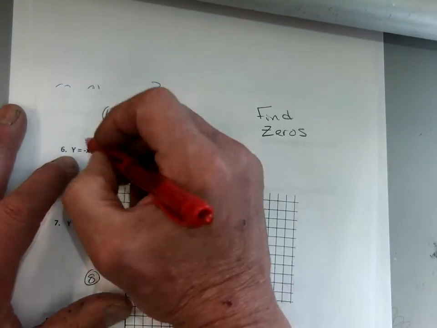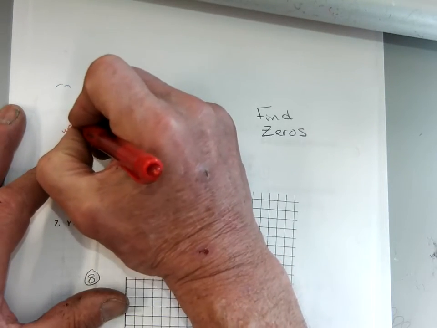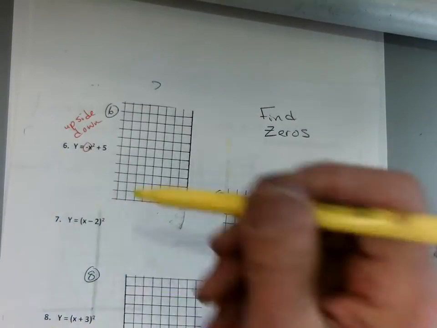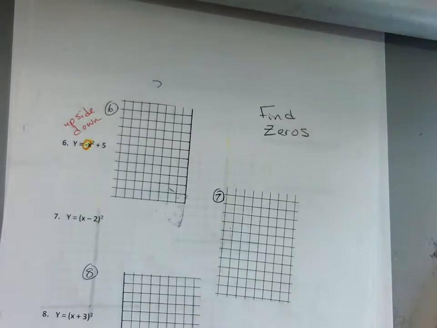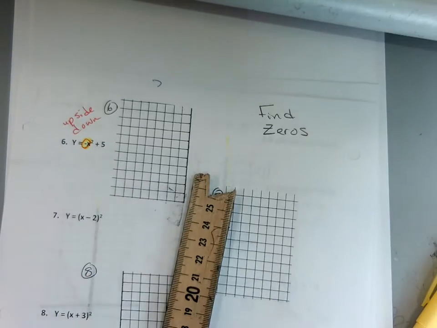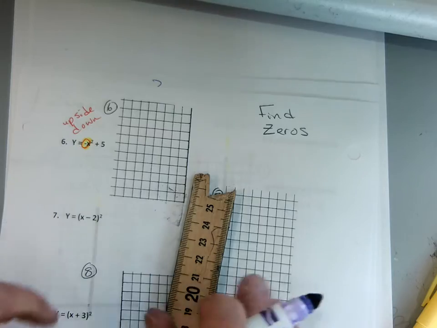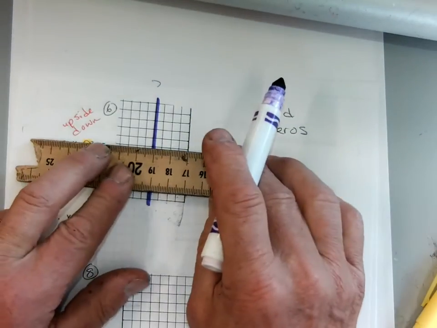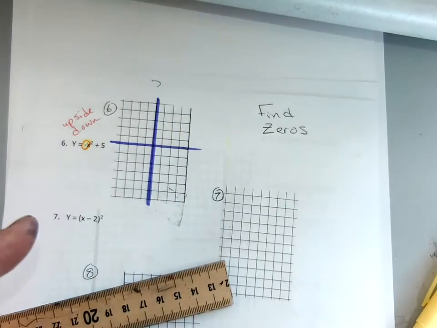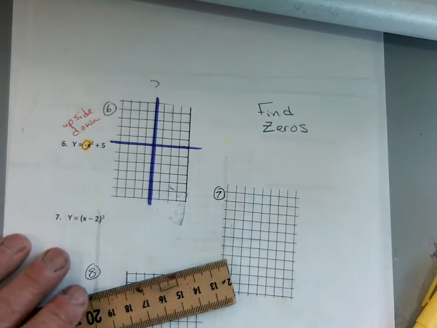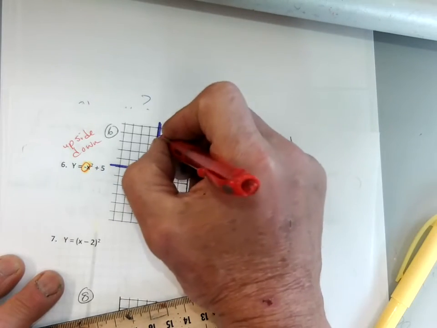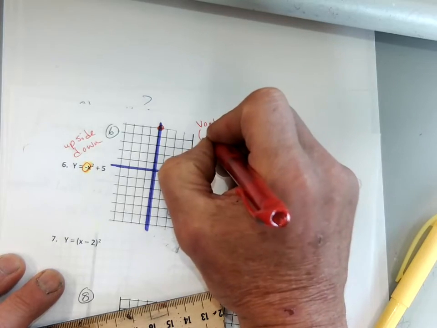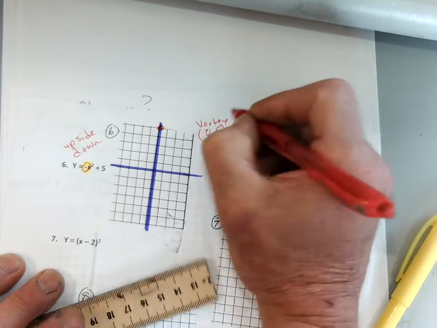It's got to be upside down. Why do I say it's got to be upside down? And I got to start at 5, right? Okay, so I can do that. So I know I'm going to start at 5, upside down. I'm going to start up at 5. 1, 2, 3, 4, 5. There's my vertex at 0, 5.